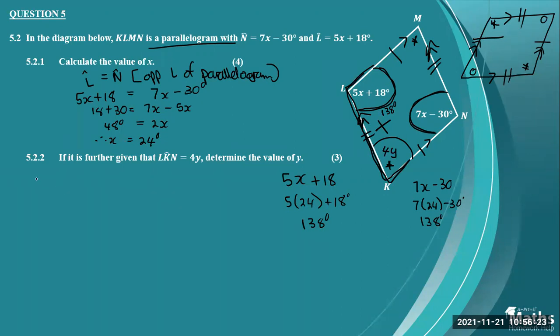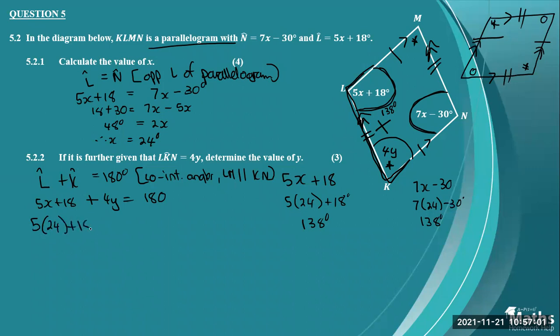So let's do that. So I'm going to say angle L plus angle K will be equal to 180. Co-interior angles, because LM is parallel to KN. And then 5x plus 18 plus 4y will be equal to 180. And we just know that x is equal to 24. I will just write here, x is equal to 24, just to show the examiner where I got it from.